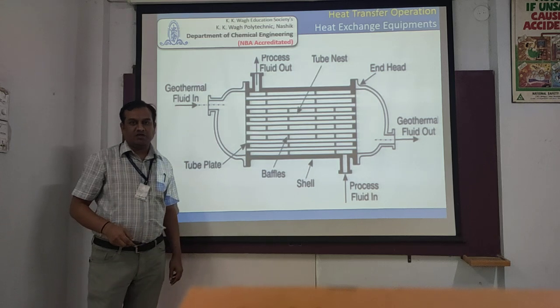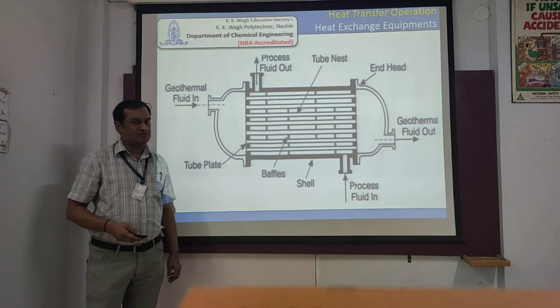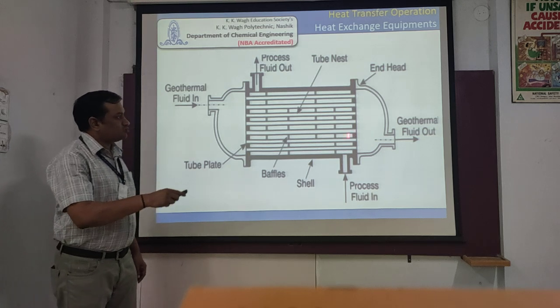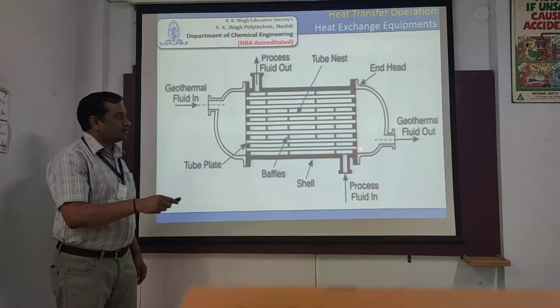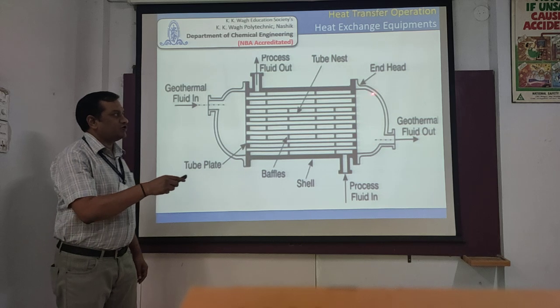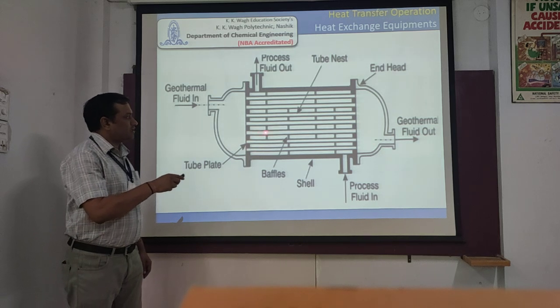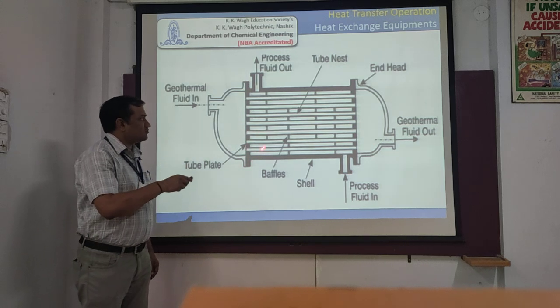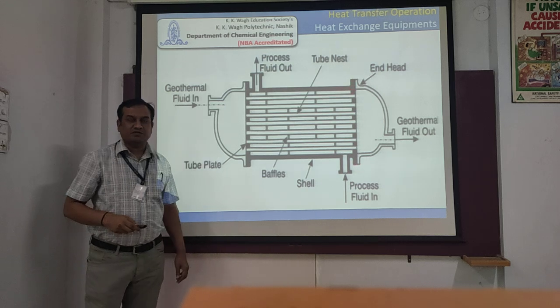That head may be a flat head, or it may be a hemispherical head. And these tube sheets are required for supporting these tubes, because these tubes are passing through these sheets. That is why it is called a tube sheet arrangement, right?